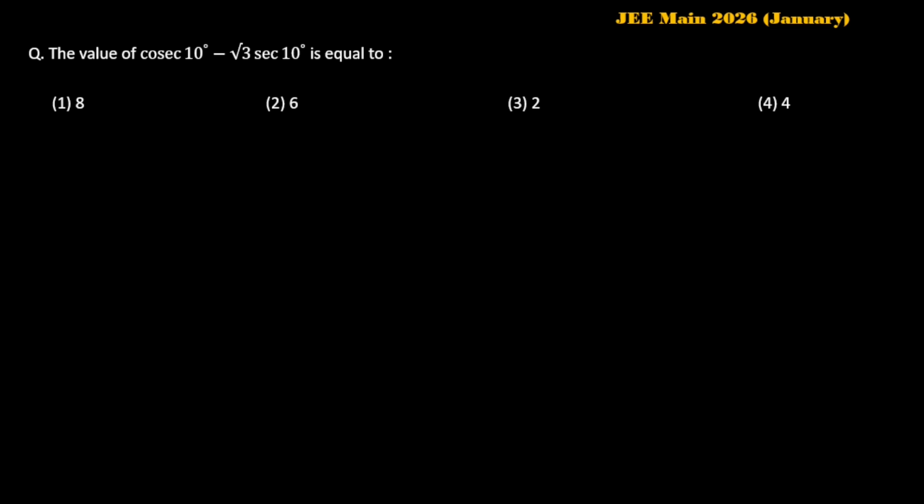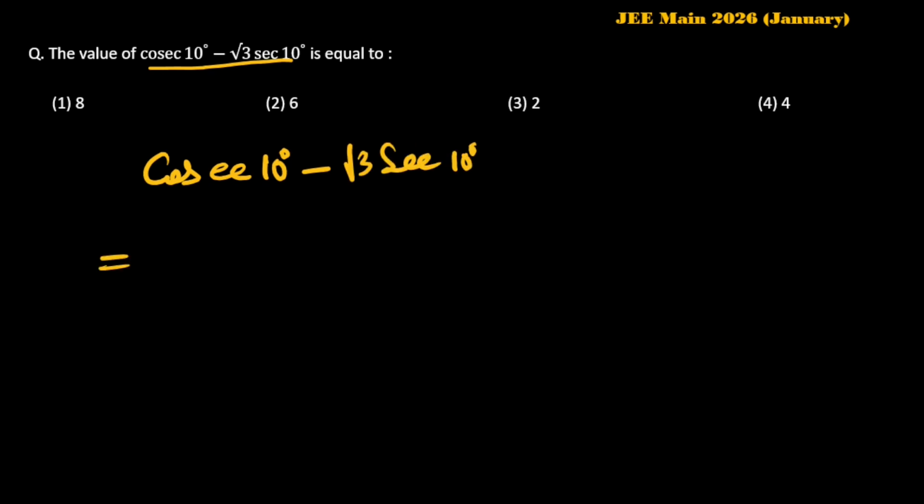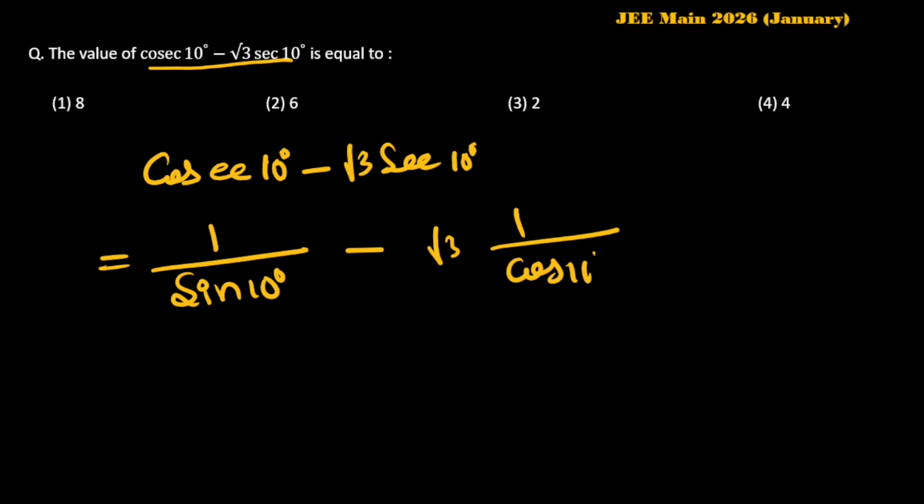Let us first carefully observe the problem. The problem asks us to find the value of the function cosec 10 degree minus root 3 sec 10 degree. So if we write this question, cosec 10 degree minus root 3 sec 10 degree. For this type of question, first we break it into sine and cos functions. So cosec means 1 over sine 10 degree, minus sec, which means 1 over cos 10 degree.